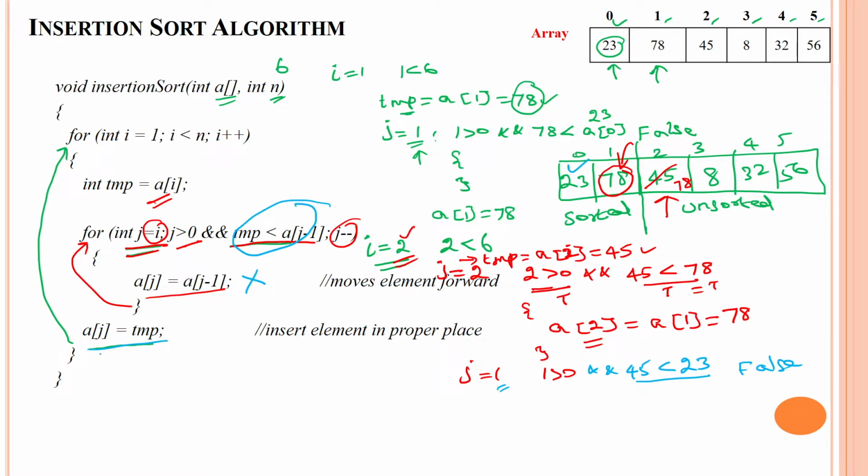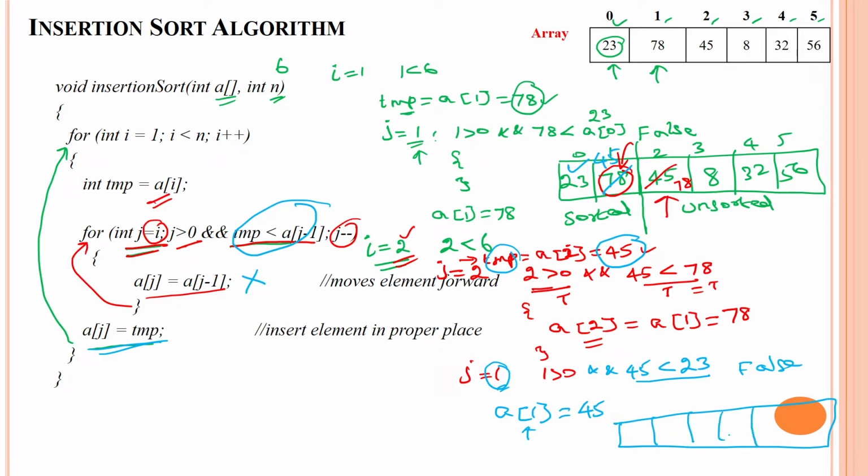Then coming to this statement, a of j, now j value is 1, a of 1 equals tmp. What is the tmp? Tmp is 45. So 45 will be written in the place of a of 1. After this, our array will look like this: 23 will be written here, 45 is written here, and 78 is written here.